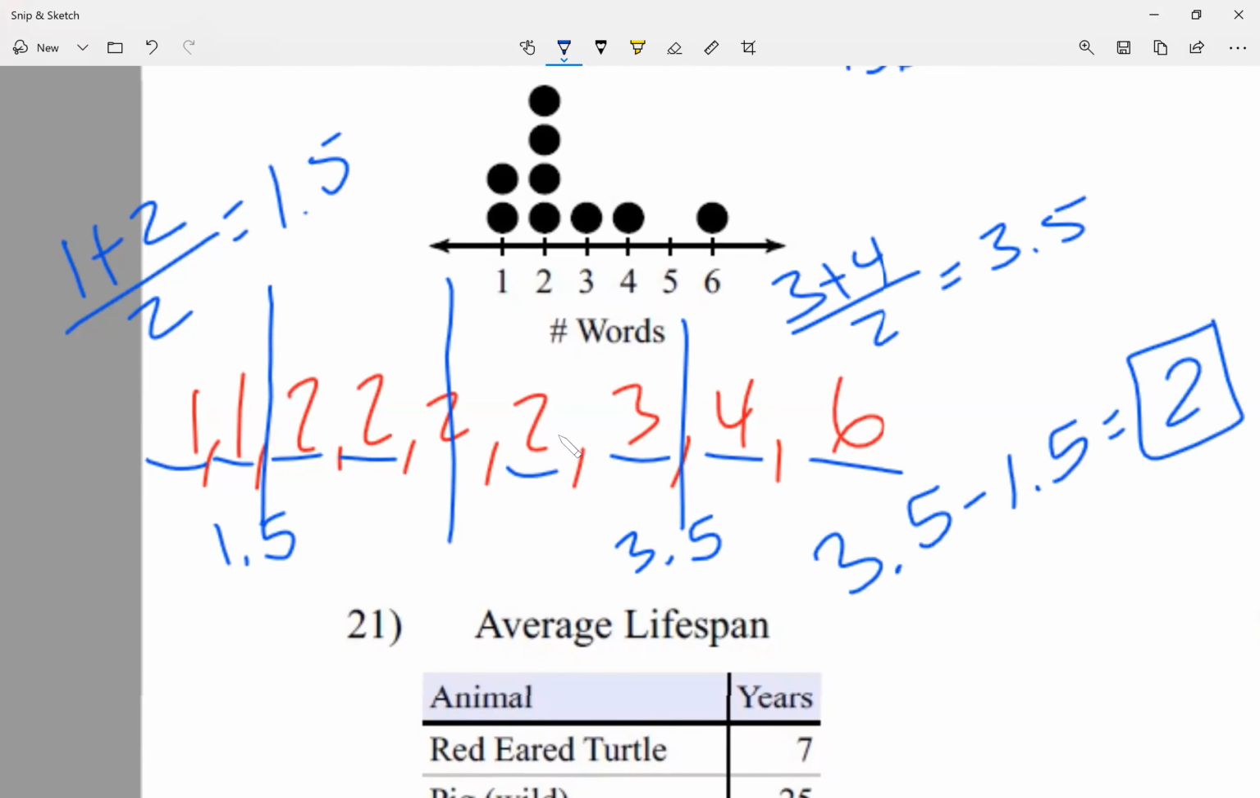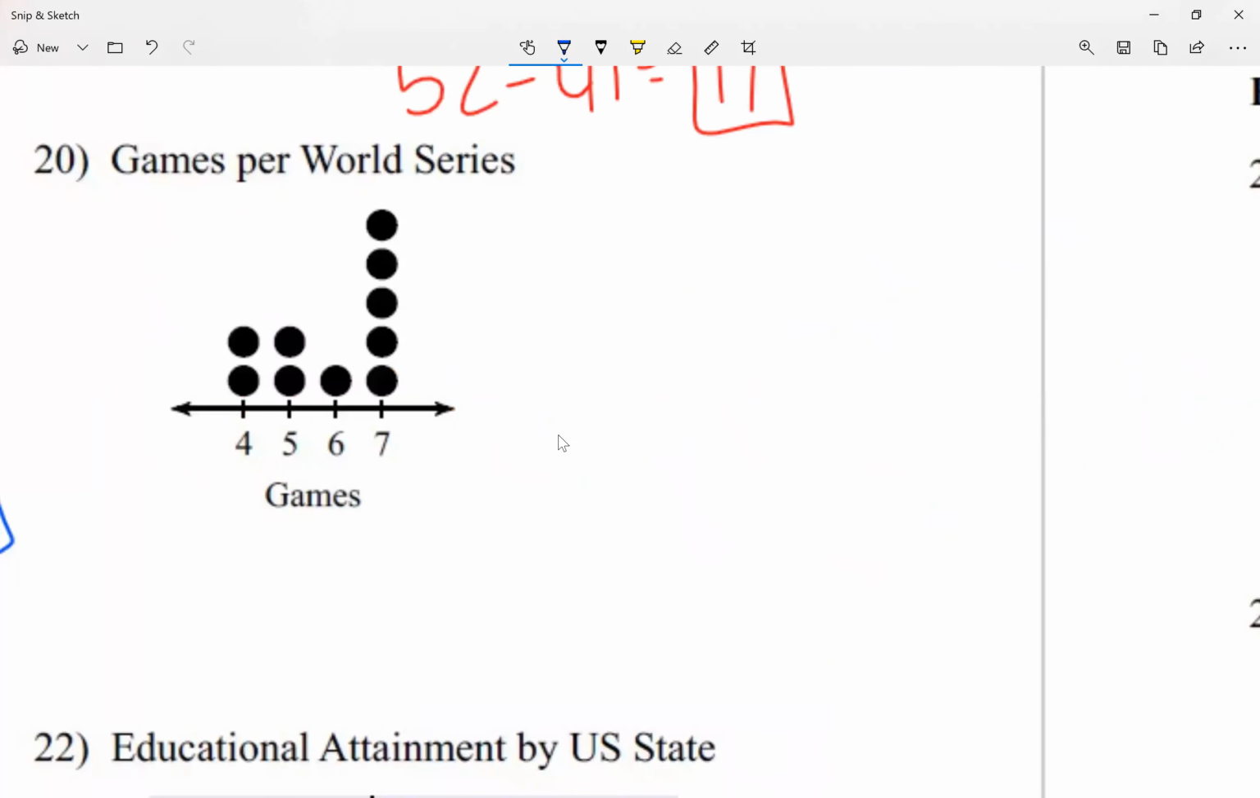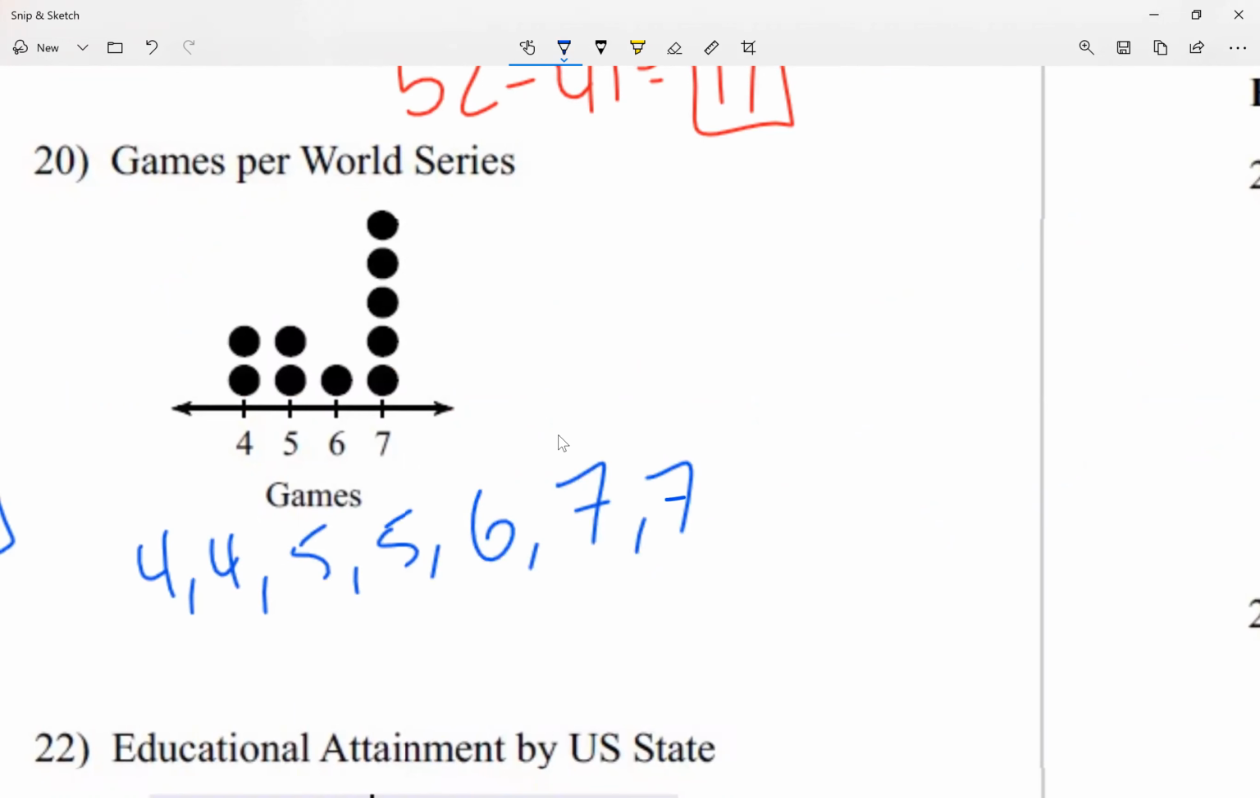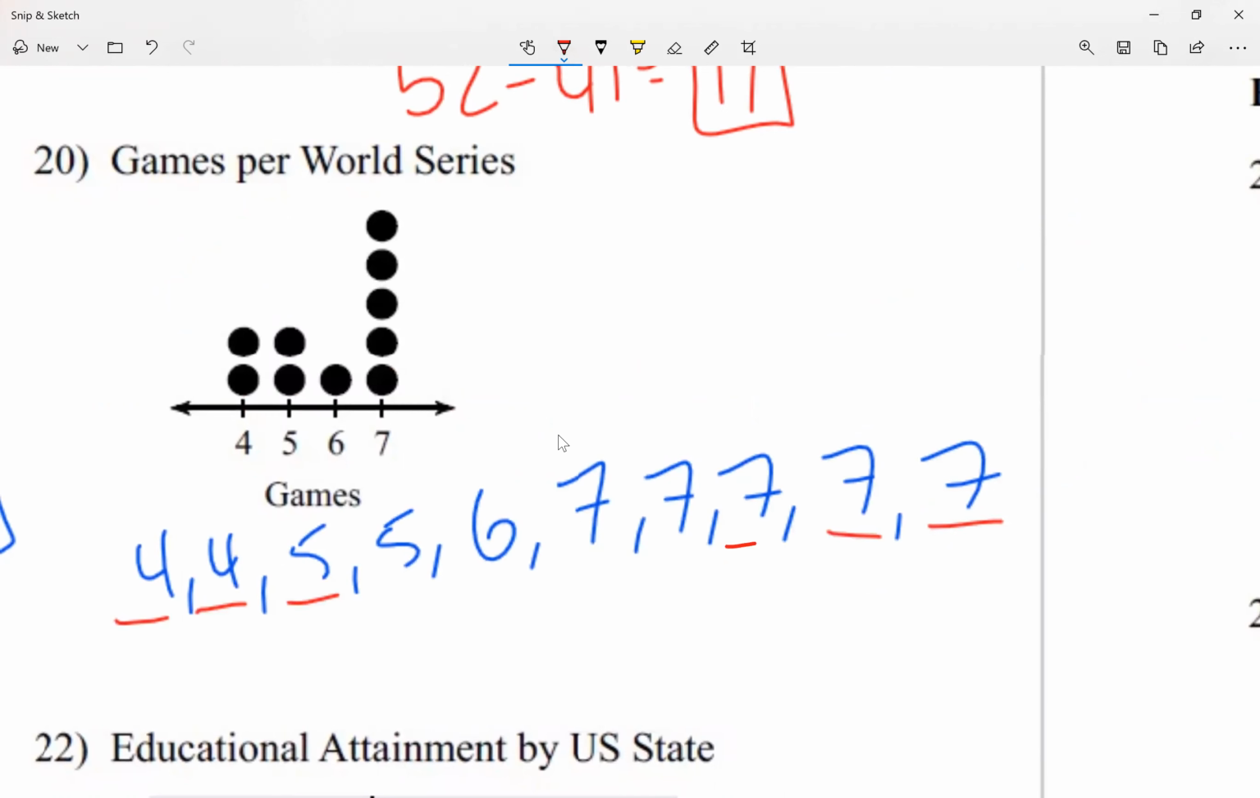All right, let's take a look at example number 20. Let me list my numbers from small to large. So I have 4, 4, 5, 5, 6. Whoa, I have a bunch of sevens. I have 5 of them. Let me do a line at the smallest and the largest, small, large, and I'm going to say my line goes right there. My median is the number between 6 and 7, which I will call 6.5.